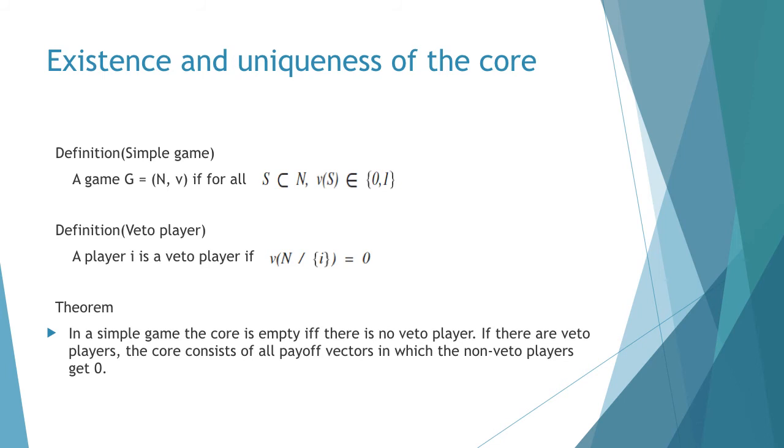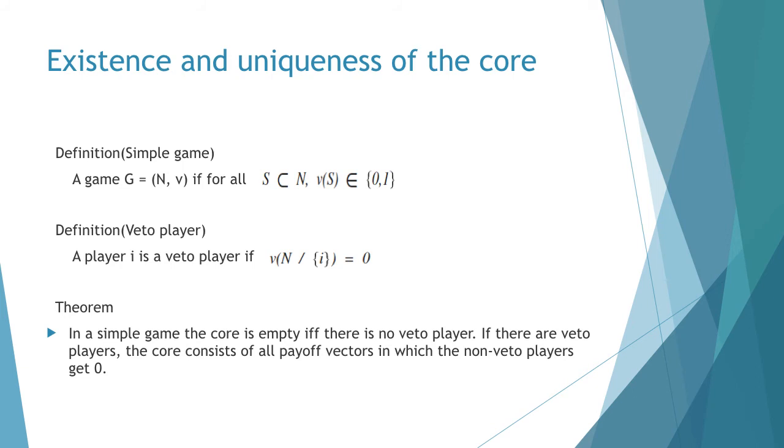1 or 0. For example, if there are 100 persons voting to pass a law, only in the case where more than 51 persons vote yes, this law is passed. So in this case, there are only two different payoffs: the law is passed or the law is not passed. So obviously, this game is a simple game.